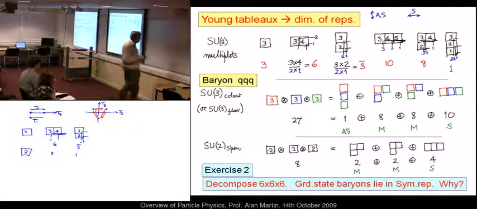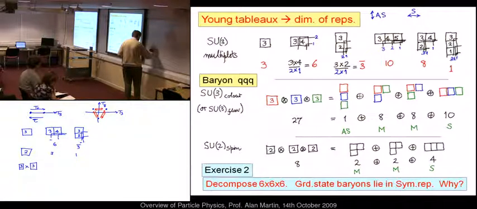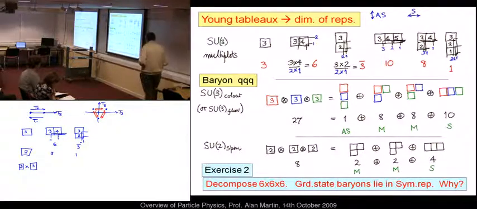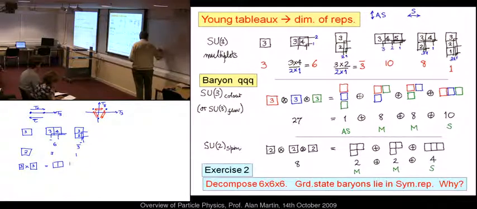Let us now consider a composite situation made of 2 triplets and decompose that into the irreducible representations. Irreducible means can't be made any simpler. Now we've got 2 boxes. The 2 boxes can be in this situation or in this situation. So we've already done this decomposition. This was the one which was 6, and this was 3 bar, starting from 3 cross 3.